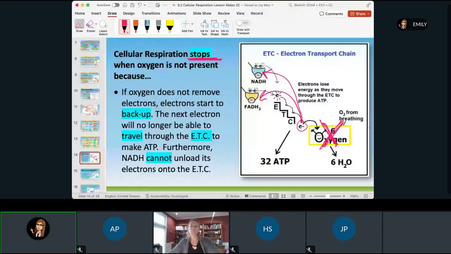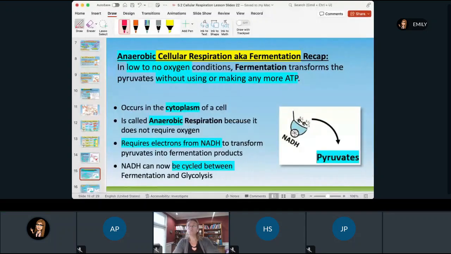And so because of that, we have plan B processes. Okay? So anaerobic respiration, remember this means without oxygen. So without oxygen, we get fermentation. So in little to no oxygen conditions, fermentation takes the pyruvates and turns them into something else without using or making any more ATP.